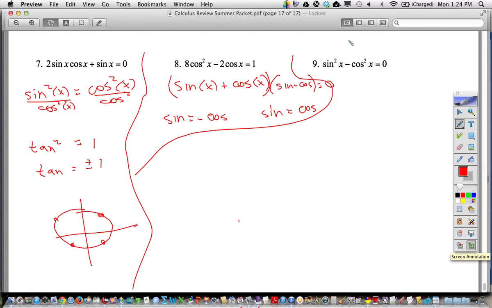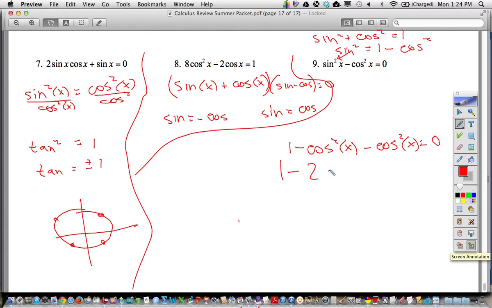And then the one that most of you did is, remember, sine squared plus cosine squared equals 1, right? So sine squared is the same as 1 minus cosine squared. So I could substitute that right there. In place of the sine squared, I could put 1 minus cosine squared x, minus cosine squared x equals 0. So I could substitute to make those be the same. Now I get 1 minus 2 cosine squared x.